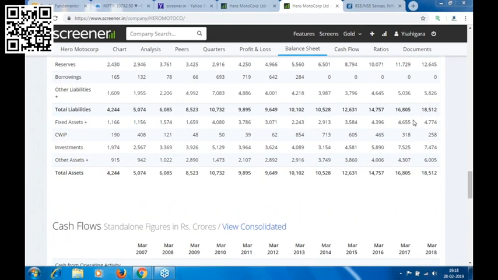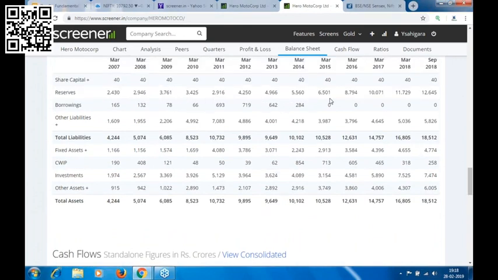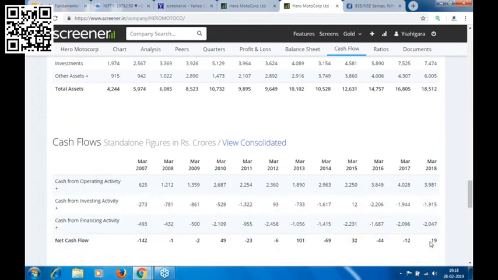the reserves of the company. There should be enough reserves in the company. The reserves in the company should also be increasing, and the company should be a cash rich company, which we can see from the cash flow statement over here. See, the net cash flow figure is positive.